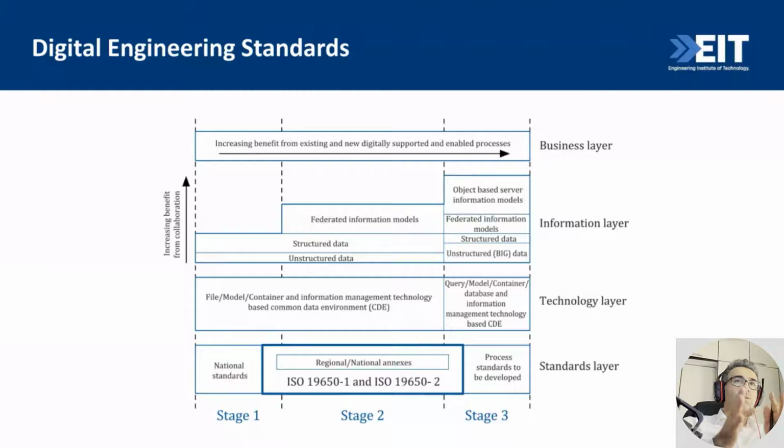ISO has matured through stages 1 and 2, as described in this picture. In stage 1 we have a national standard, and in stage 2 we have regional or national annexes for the ISO. In some parts ISO also mentioned the common data environment, CDE. This is the first generation, as we said, but we are looking toward the connected digital ecosystem, which we also call CDE 2.0. We are also looking at implementation and data management in stage 3, where we also have big data in the information layer.